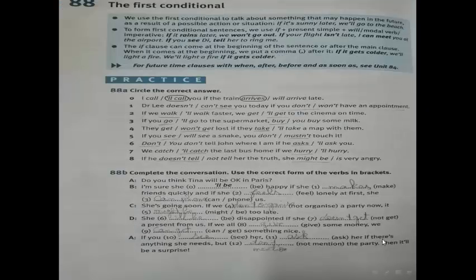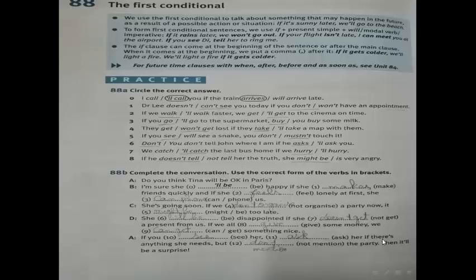Now let's move to the first conditional. We use the first conditional to talk about something that may happen in the future as a result of a possible action or situation. For example, if it's sunny later, we will go to the beach.